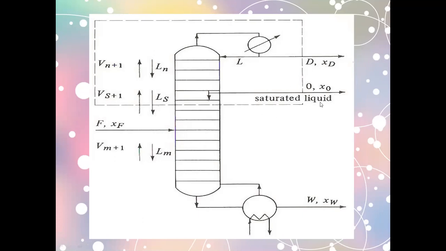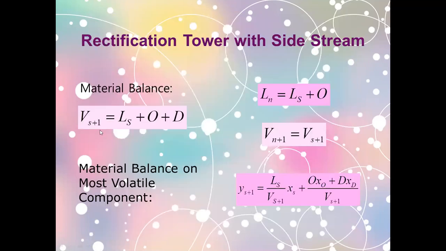It's labeled here as a saturated liquid. So we're drawing off from this column a saturated liquid. It was mentioned that your product could not be limited only to a liquid, but it could also be a vapor. In this example, it's a saturated liquid. So the material balance that you're seeing here is just based on the upper portion of the column where the stream was withdrawn. And if you apply the constant molal overflow based on the liquid streams and on the vapor streams, your Ln is equal to Ls plus O.